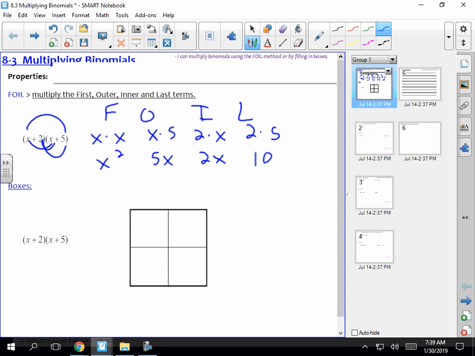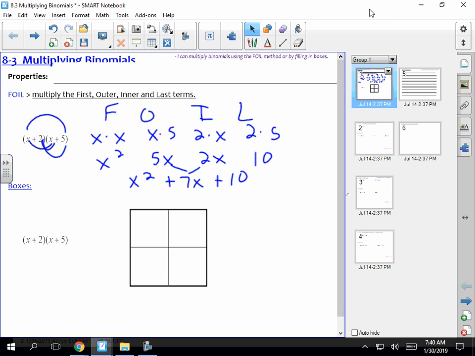Then what you'll notice is that the like terms are in the middle. The outer and inner are like terms in this case. If you combine the like terms, you end up with a quadratic trinomial, x squared plus 7x plus 10. So that's the distributive property of multiplying using the acronym FOIL to help us make sure we get all the parts of the multiplication problem.